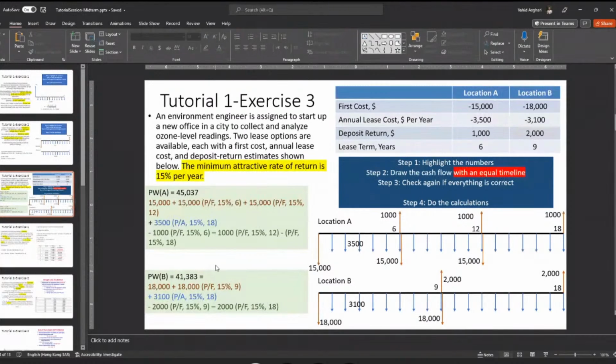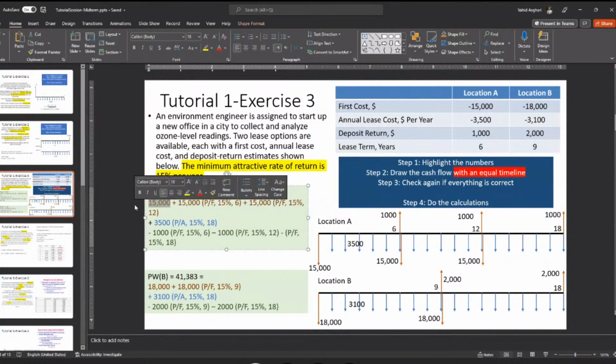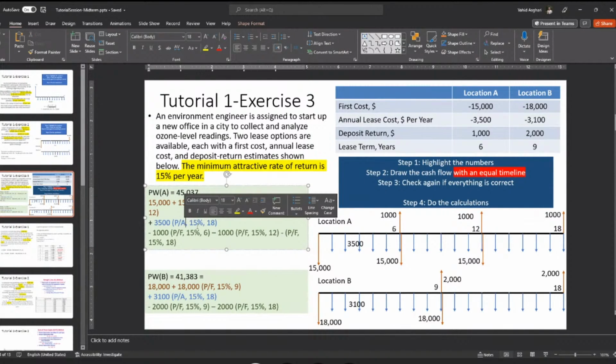Now we calculate the present worth of these cash flows. Let's do this for location A. The first 15,000, the second 15,000, and the third 15,000. We convert them to their present worth by the function based on their future value. Another one is the annual costs. The annual costs are about 3,500 for 18 years. So we find the present value based on the annual costs, and we have the interest rate or the minimum attractive rate of return for 18 years. That's it.